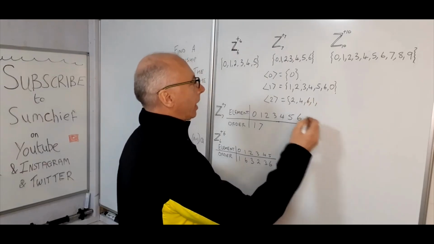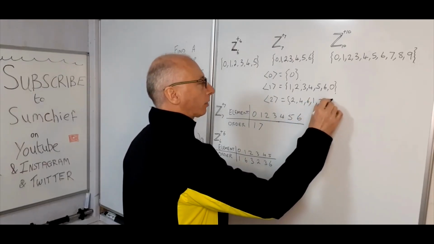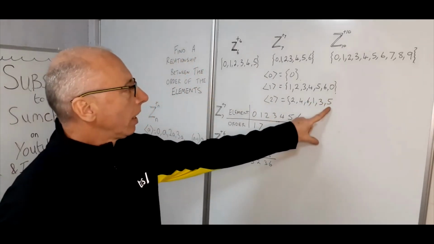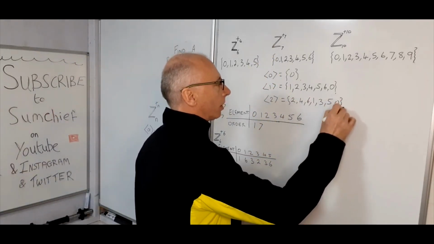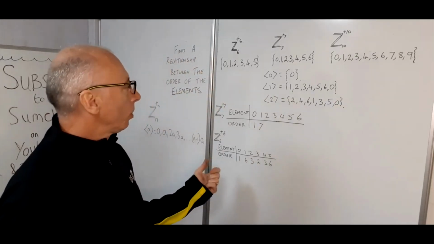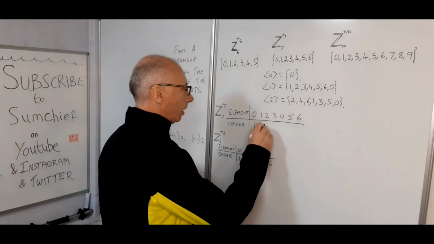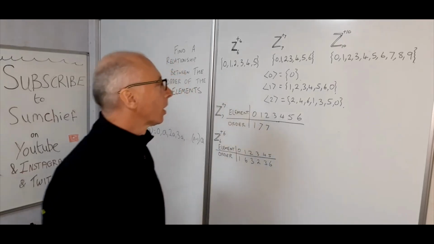And then again, keep adding 2 to that. 1, 3, 5. 5 plus 2 is 7. Modulus 7 is also 0. Okay, so now 2 generates the whole set as well. So that gives us 7 as well.